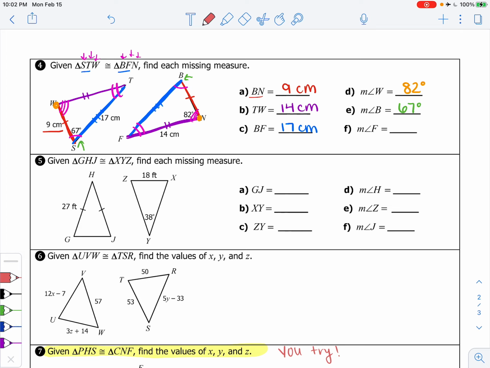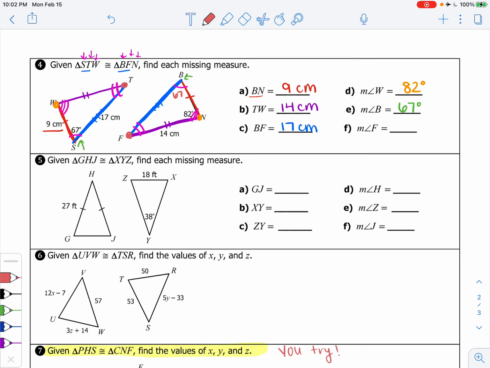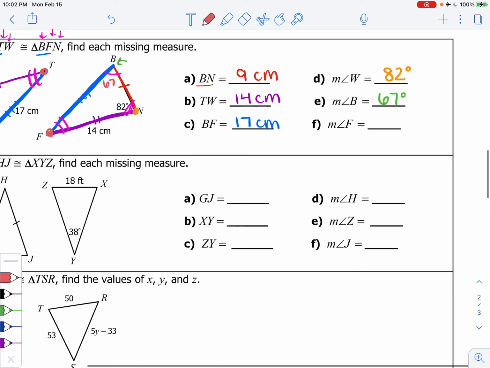Now, the very last one here, the measure of angle F. Angle F corresponds with angle T, but unfortunately, we're not given either of them. So, what is something that we could use to find the missing angle? Well, if you remember your triangle properties, we know that all three angles in a triangle must sum to 180 degrees. So since I know the two other angles in the triangle, right? We know that angle N is 82, but we also just said that angle B is 67. I can use the triangle sum theorem to solve for the measure of angle F.